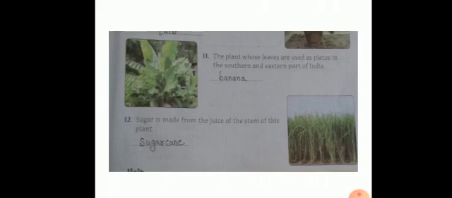See the 12th one now. Sugar is made from the juice of the stem of this plant. Now, it is quite understood, students. What will be the answer here? Sugarcane. That means a tall tropical plant with thick stems that sugar is made from. You can see the picture. Yes. Now, see the next one.